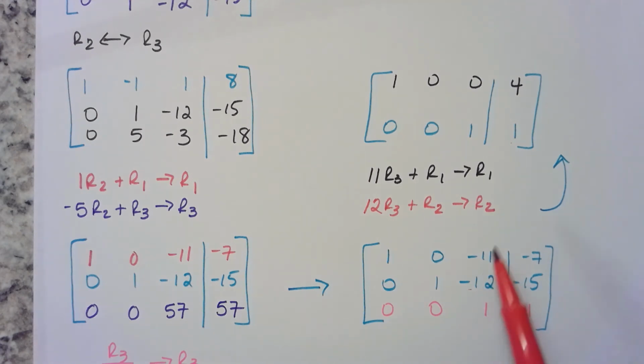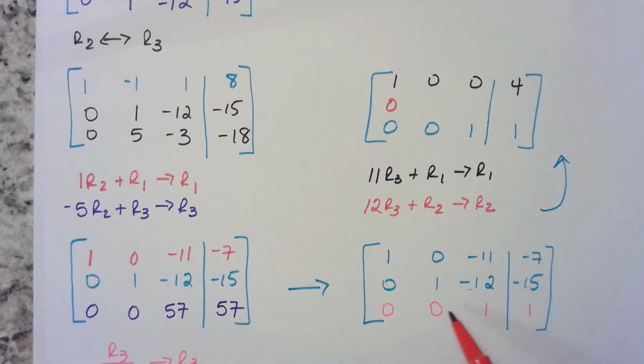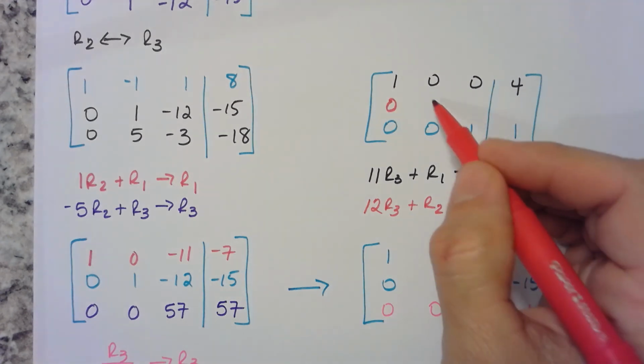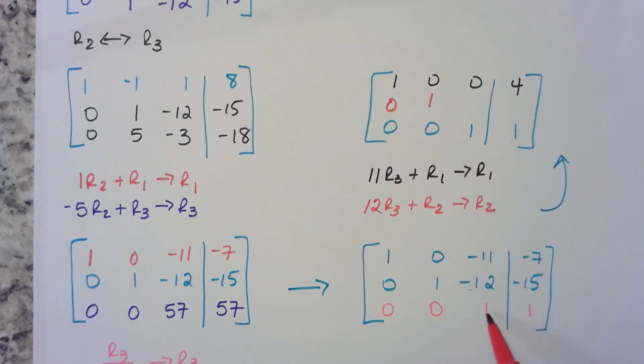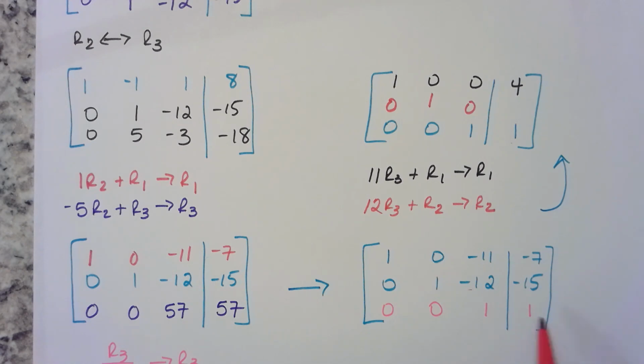Now let's work with row 2. That's 12 times row 3 plus row 2. 12 times 0 is 0, plus 0 is 0. 12 times 0 is 0, plus 1 is 1. 12 times 1 is 12, minus 12 is 0. 12 times 1 is 12, minus 15 is negative 3.